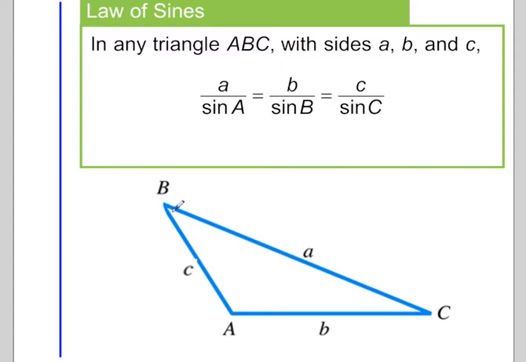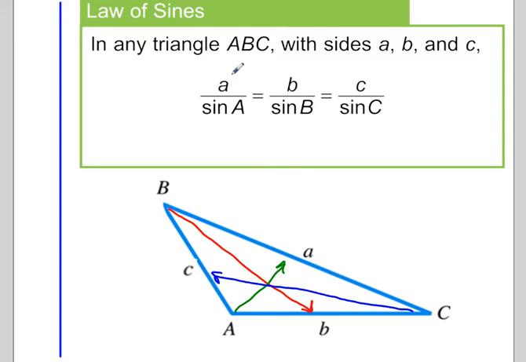So if I want to find B, I need to go to the opposite side and I find the B side. A side is opposite of the A angle, and C side is opposite of the C angle. This is the best way to match it up so that you put together the formula correctly.